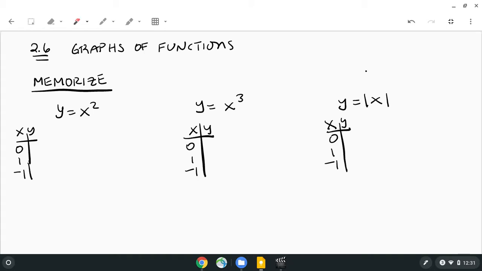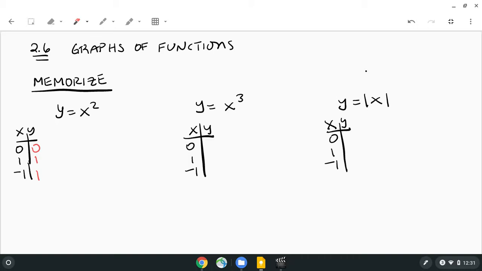Okay, so let's start with x squared. So when x is 0, 0 squared is 0. When x is 1, 1 squared is 1. And when x is -1, x squared is also +1. Okay, and let's do it for the other 2. Let's just go ahead and complete the table of values.